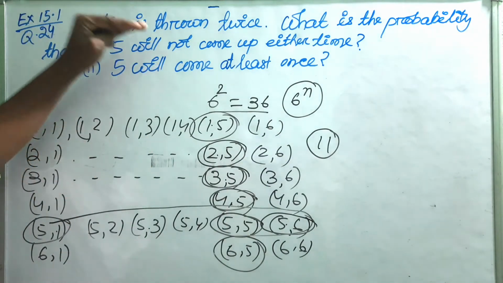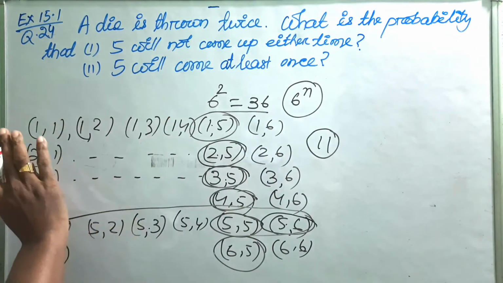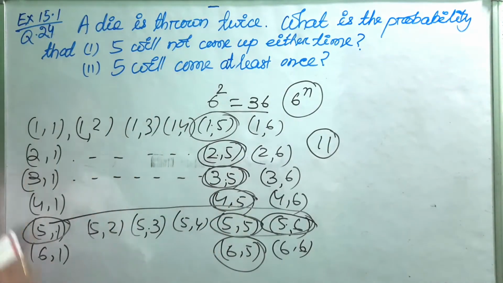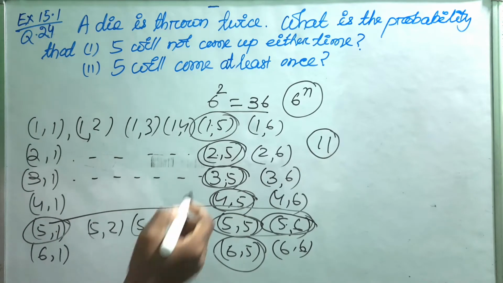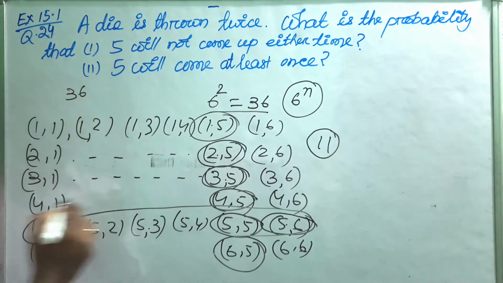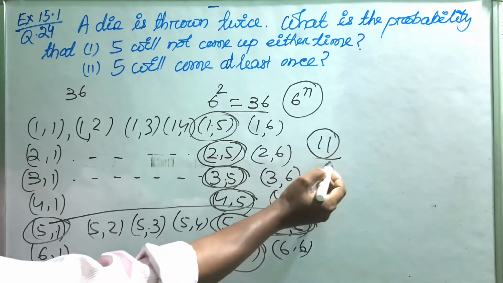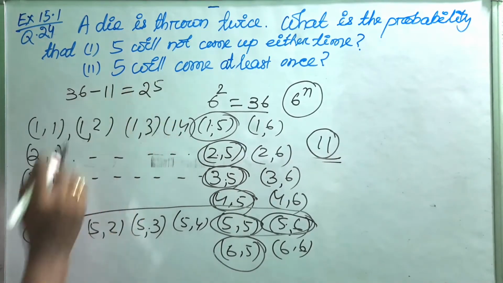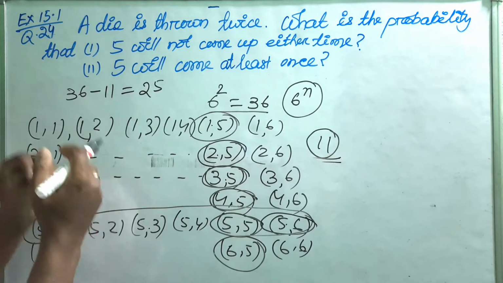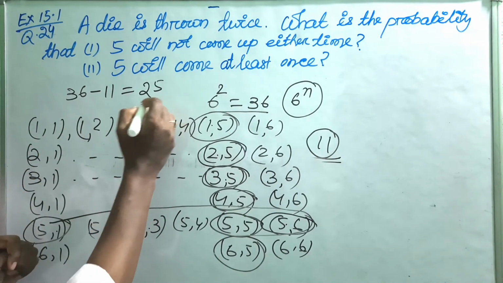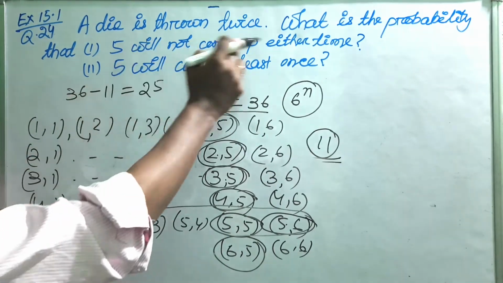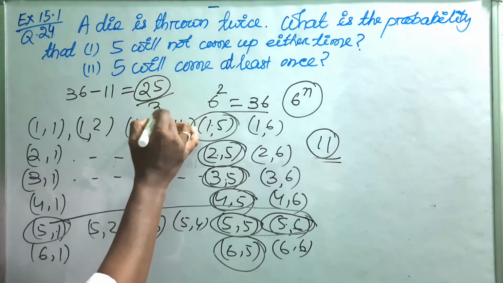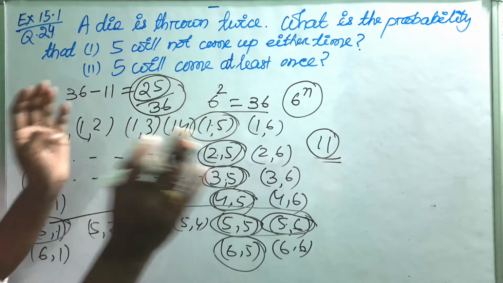Our question is, 5 will not come up either time. That means 5 should not appear on either of the dice. So the total number of outcomes is 36 and 5 appears in 11 cases. So how many cases have no 5? 25. So what is the probability that 5 will not come up either time? That will be 25 by the total, 36. So this is our answer.